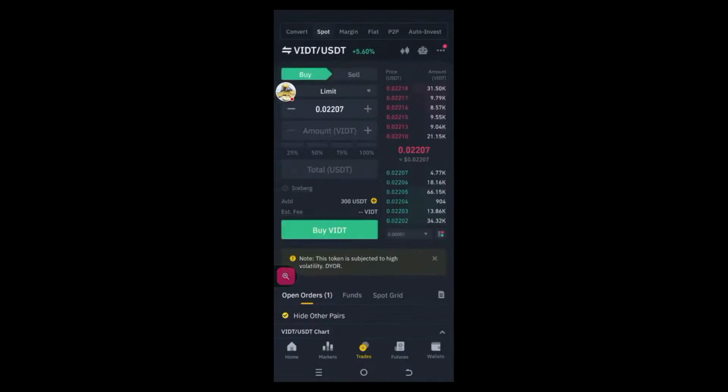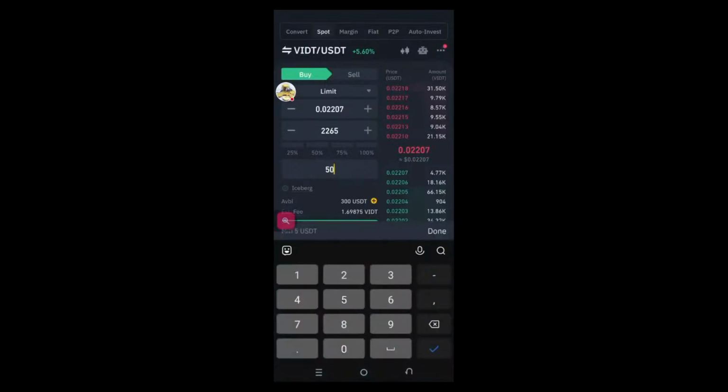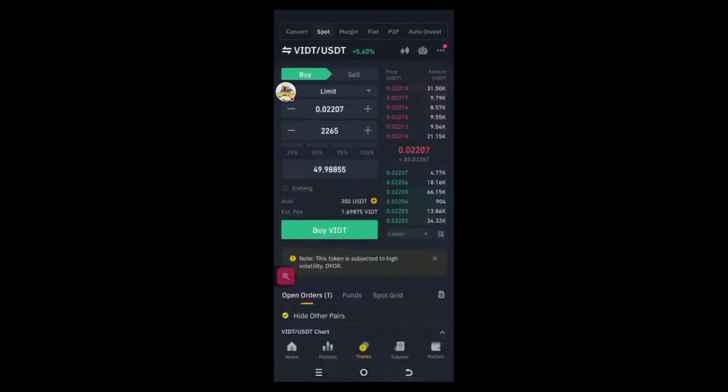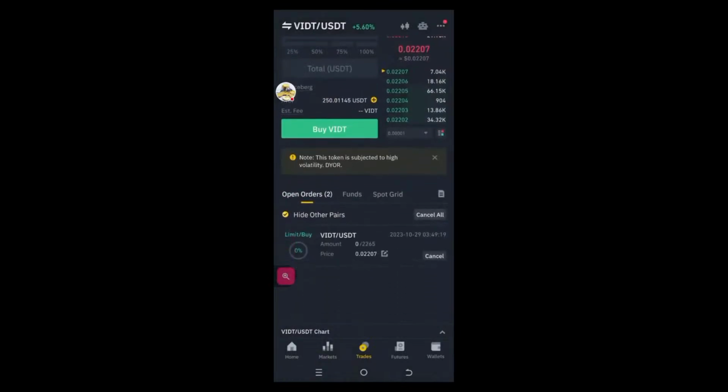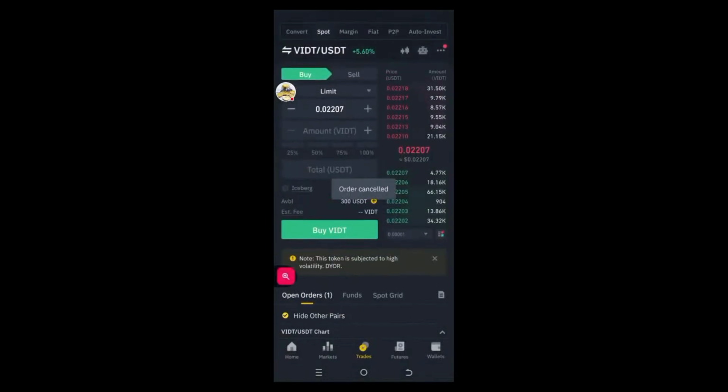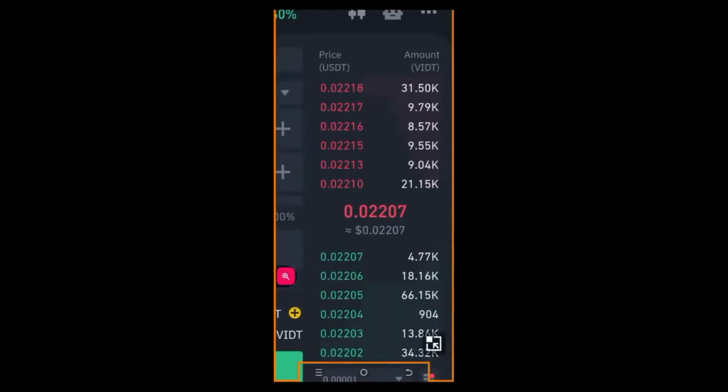Let's put in $50. Okay. Let's see. Looks like it's in the queue, but I can cancel that. Okay, that means it wants me to buy at a higher price. 2210.